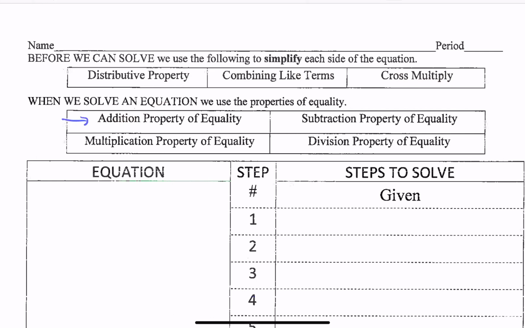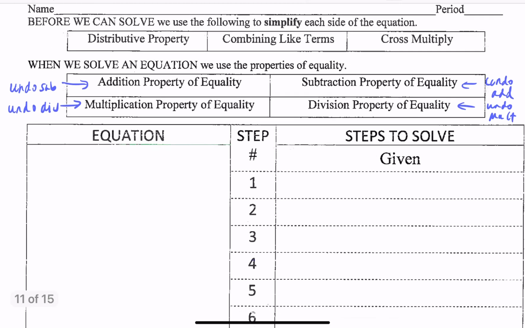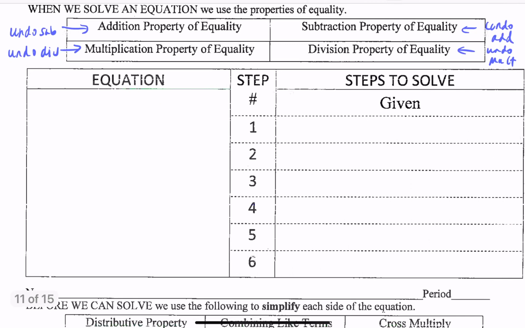To undo subtraction, you use the addition property of equality. To undo addition, you do the subtraction property of equality. What it means is you add something to both sides or you subtract something from both sides. And you can imagine the multiplication property of equality is used to undo division, and the division property of equality undoes multiplication. So we're going to go through 4 examples and identify steps to solve.